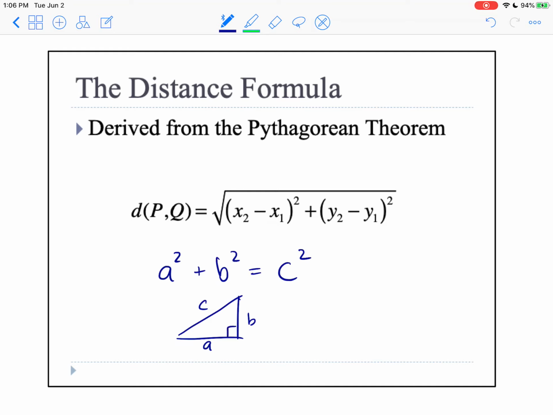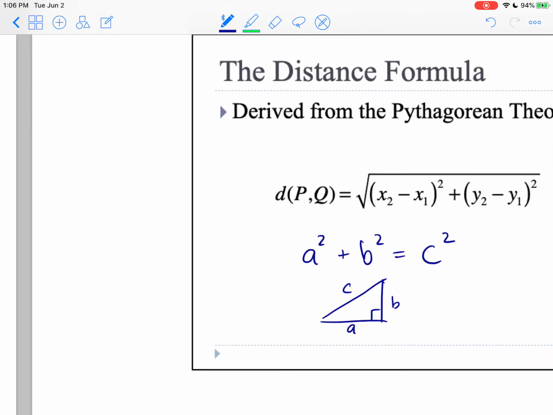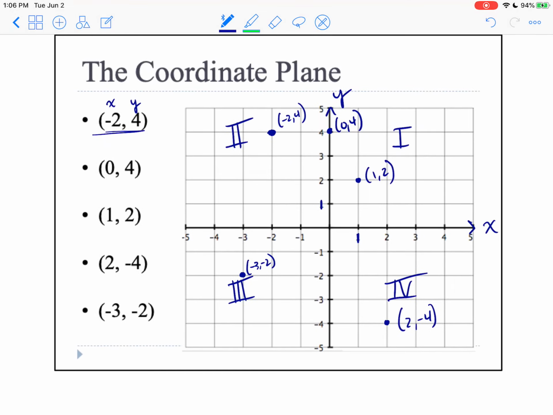So the distance between 2 points, let's just go back to this previous slide here and look at these 2 points right here. Okay, how about this point and this point? And I want to find the distance between them. If I want to find the distance between them, I can draw a straight line between them.